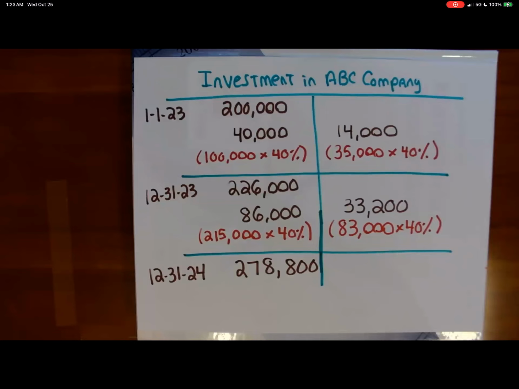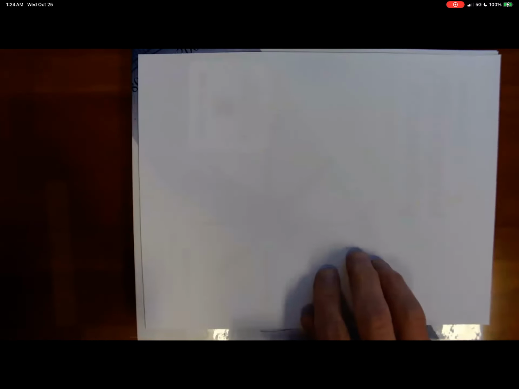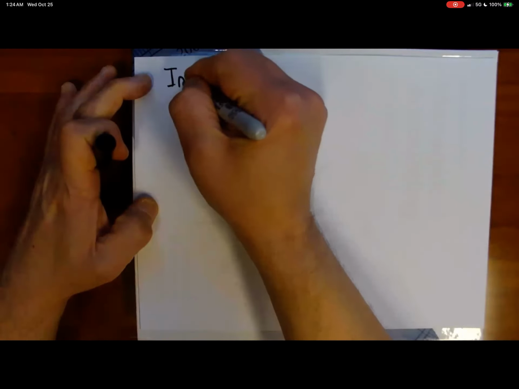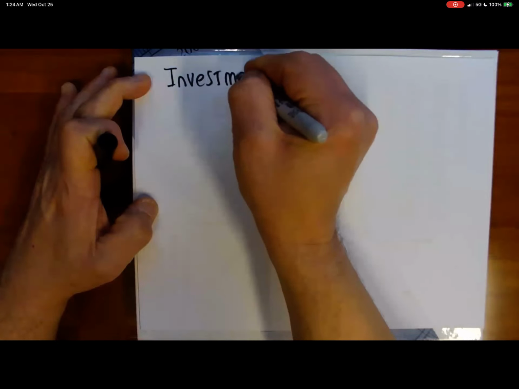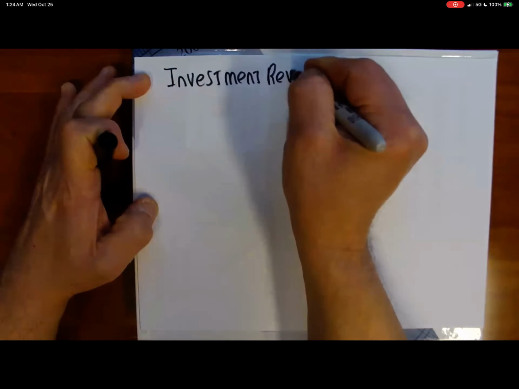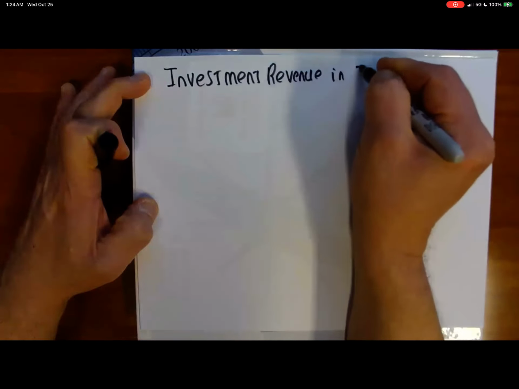Take a look at requirement 2, or letter B. Requirement 2, and I think this was actually kind of an easy one, wants us to calculate the amount of investment revenue reported by Lorient Technologies in its 2024 income statement. So I want the investment revenue recorded in 2024.